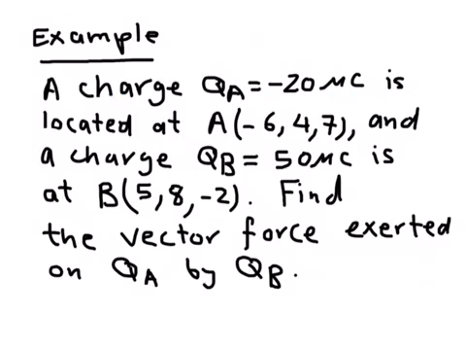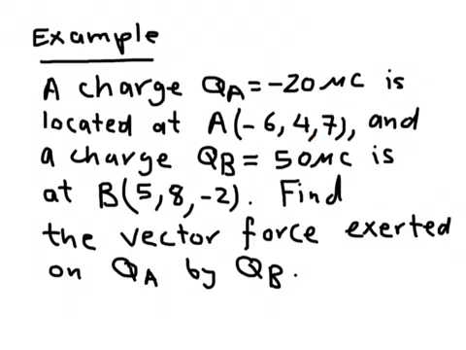Okay, let's have an example. I know some of you are not familiar with this concept. Let's have an example. We have two charges. One of them is a negative charge. It has a value of minus 20 microcoulomb, so 20 times 10 to the minus 6 coulomb. Coulomb is the unit of the charge. It's located at the point (-6, 4, 7). So minus 6 in the x direction, 4 in the y direction, 7 in the z direction.